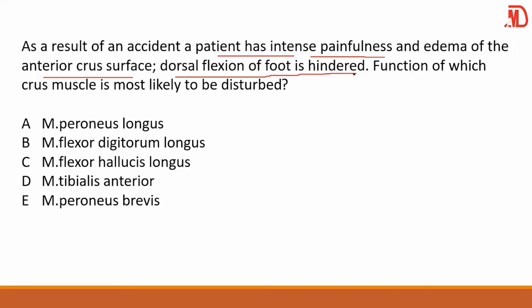You remember I told you that the muscles of the leg are in 3 groups: the longus, the brevis, and then the tibialis. Those are the muscles. We said both the longus and the brevis are located laterally. But the tibialis is located anteriorly.